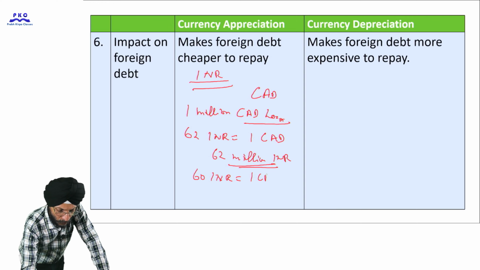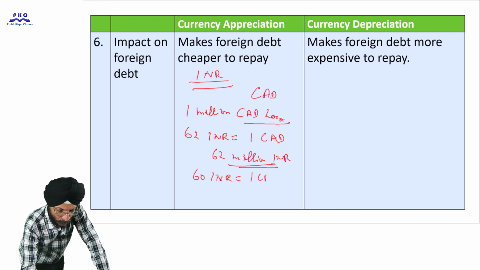Now we will understand the impact of currency appreciation and currency depreciation on foreign debt. Firstly, what is the impact of currency appreciation on foreign debt? If the value of a currency of a country appreciates, it makes foreign debt cheaper to repay. What it means?